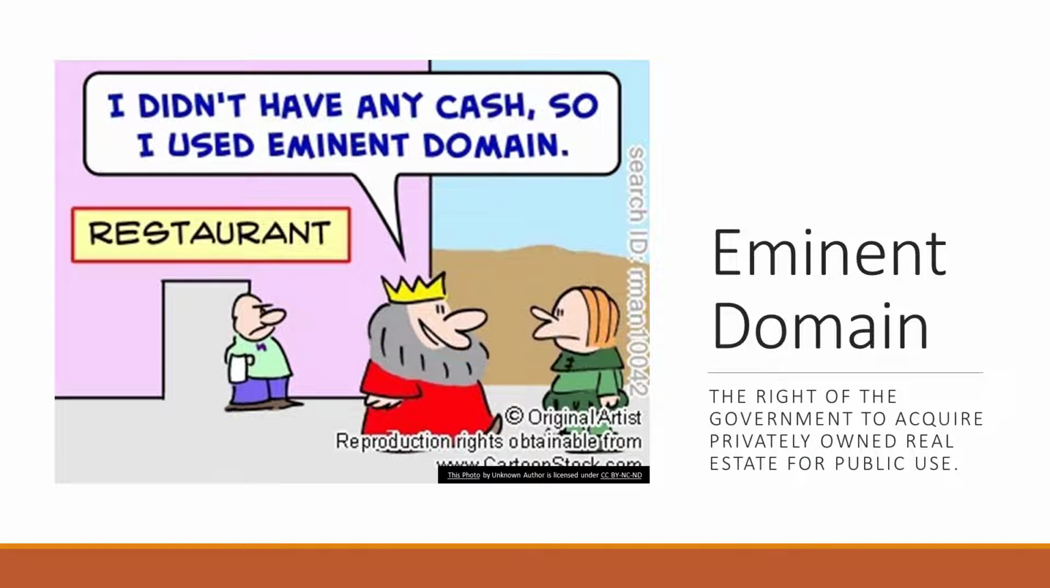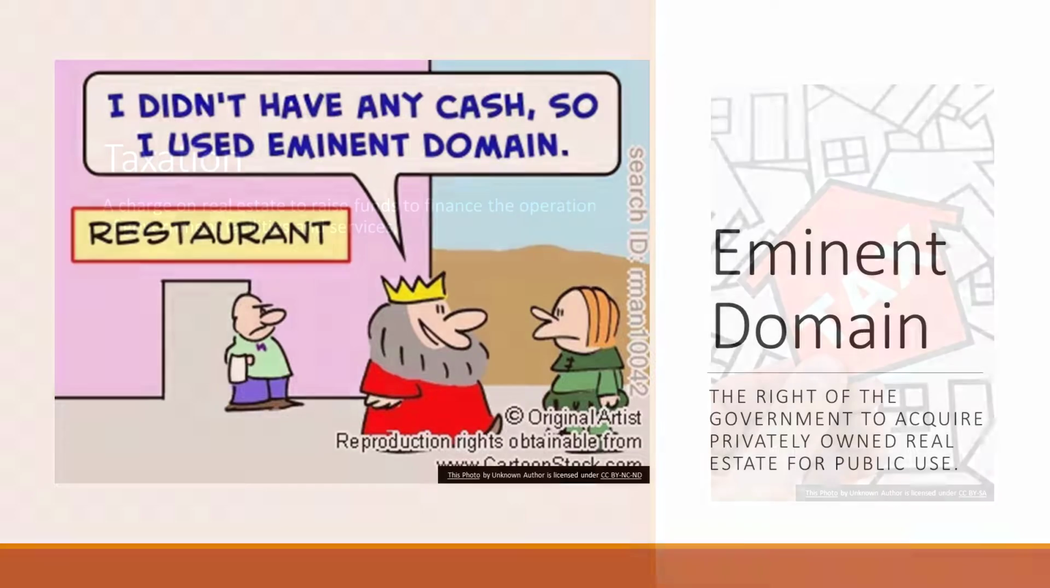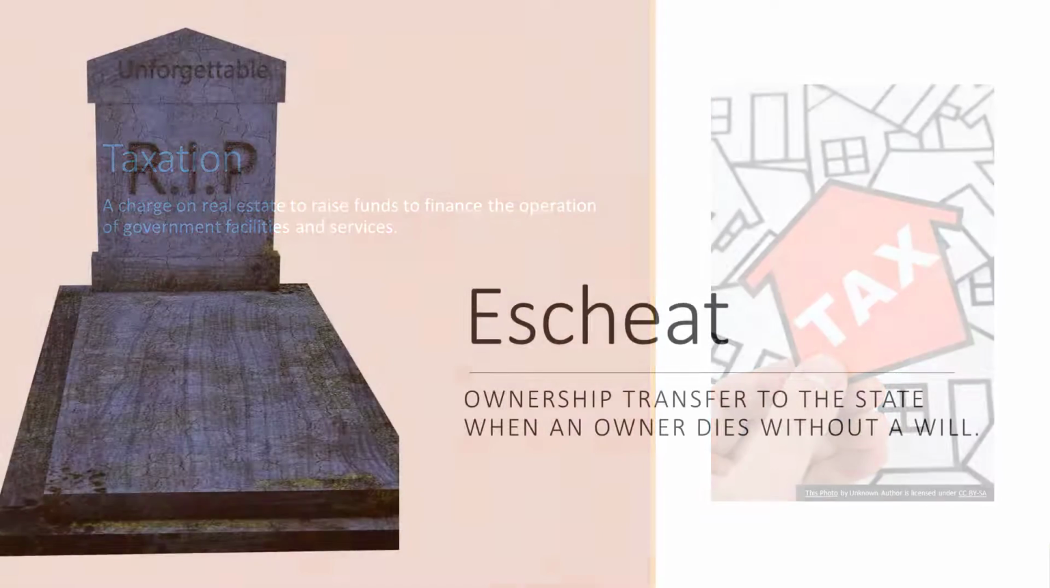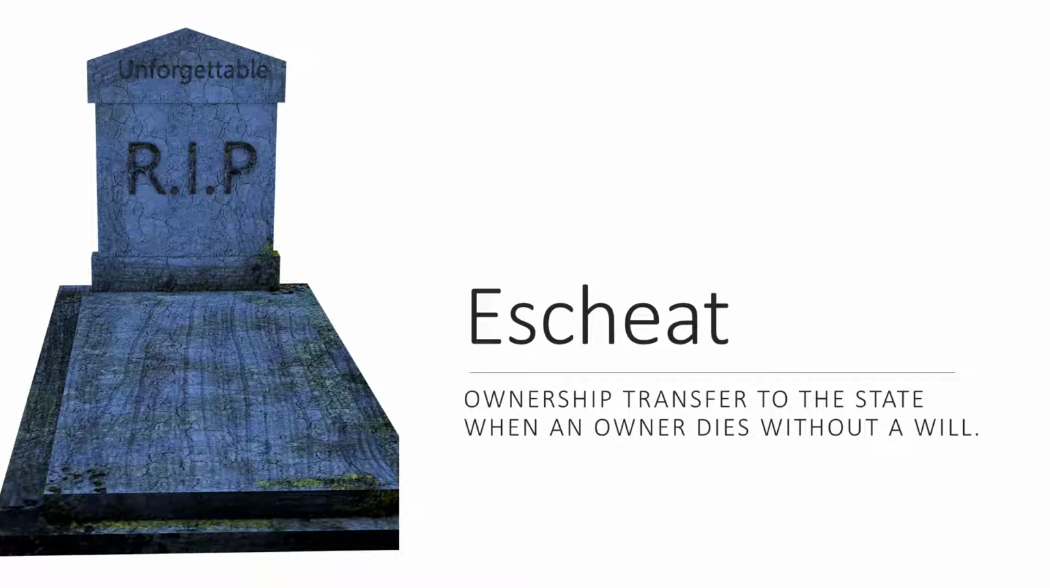Eminent domain is the right of the government to acquire privately owned real estate for public use. Taxation, a charge on real estate to raise funds to finance the operation of government facilities and services. And escheat. State law provides for ownership to transfer or escheat to the state when an owner dies and leaves no heirs, and there is no will or living trust instrument that directs how the real estate is to be distributed.